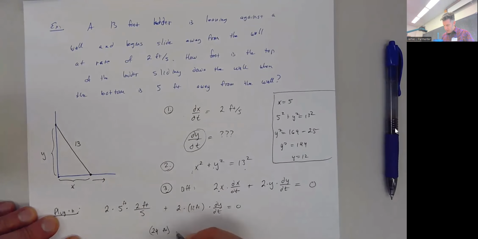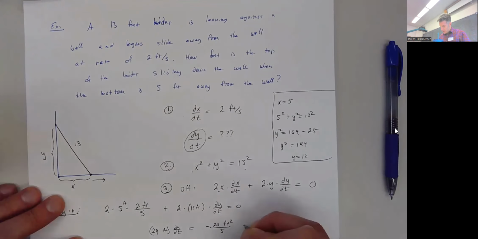I'm including the units because I started doing it and now I can't help myself. And if I subtract this over to the other side, I have 2 times 5 times 2, which is 20, but it's negative 20 feet squared per second. So if I divide both sides by 24 feet, I end up getting dy/dt.